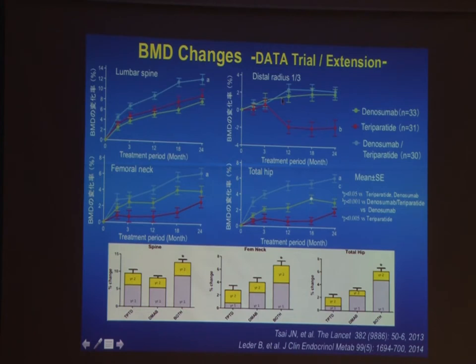And these are the radius, where teriparatide has difficulty increasing bone mineral density by increasing cortical porosity. Denosumab slightly increases bone mineral density, which cannot be seen with any bisphosphonate. But when denosumab is combined with teriparatide, it's slightly, though not significantly, higher than denosumab alone. So this is the first time there is a beneficial effect after 2 years of full-term treatment with teriparatide, showing an increase in bone mineral density at any site of the bone.